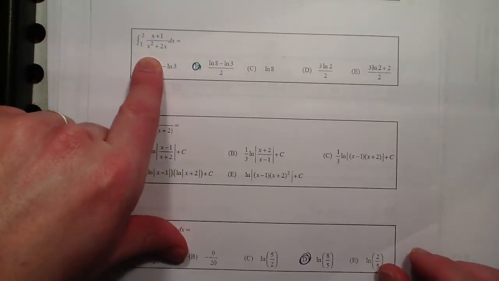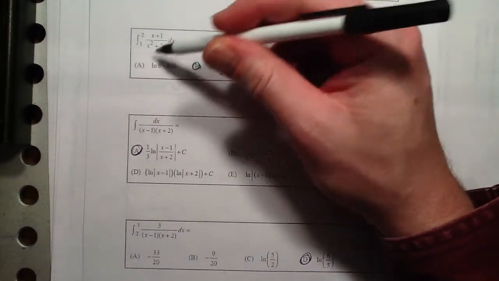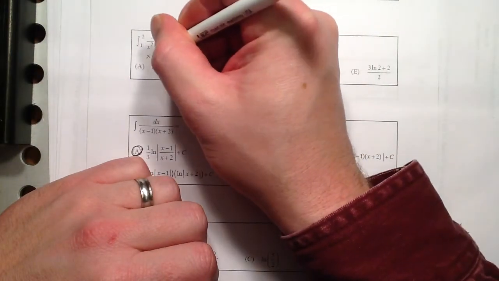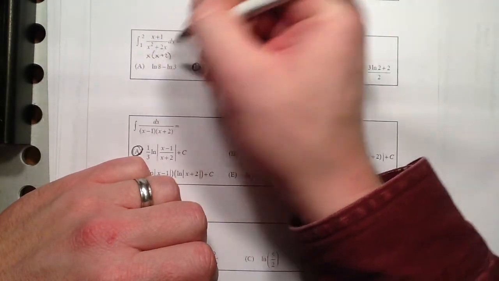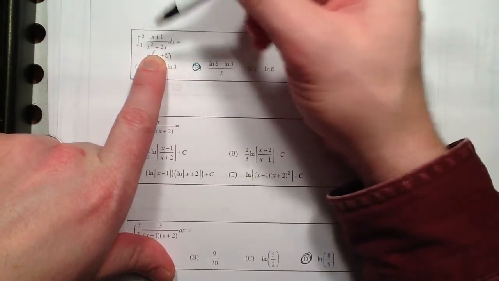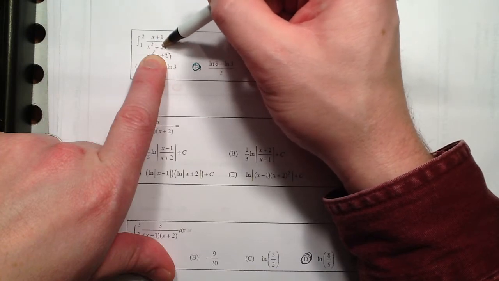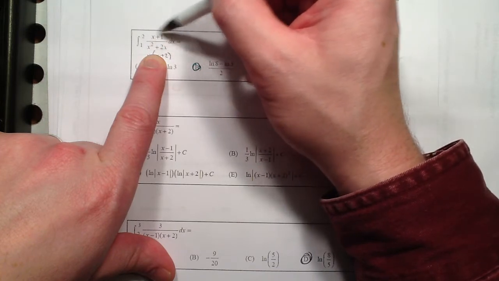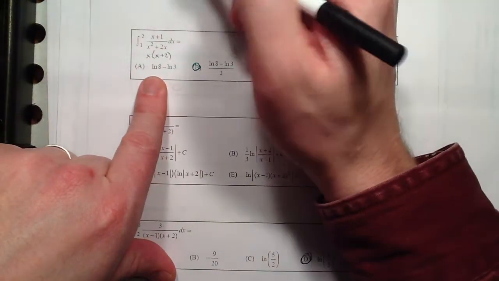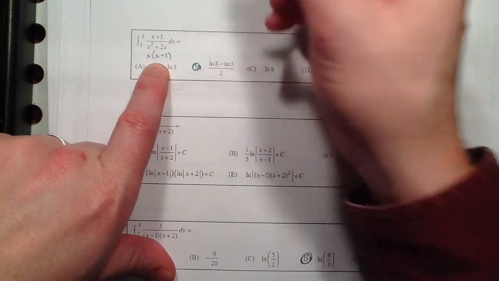This is an interesting problem. You can do it using the A-B thing with the two factors here. This factors into x times x plus 2. But you can also do it using a u-substitution. The reason the u-substitution works is the derivative of this is 2x plus 2, which is 2 times the top. So a u-substitution would work in this one. But since we're doing partial fractions, I'll do it that way.